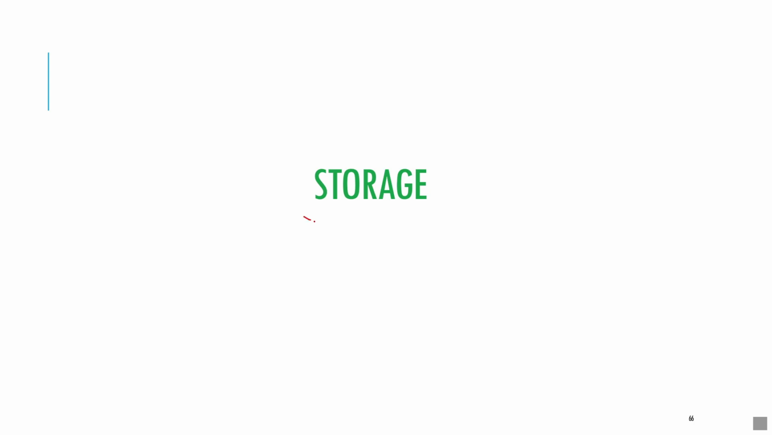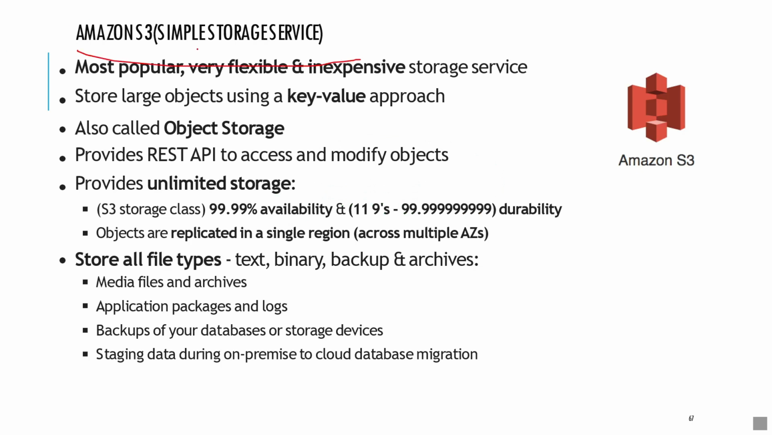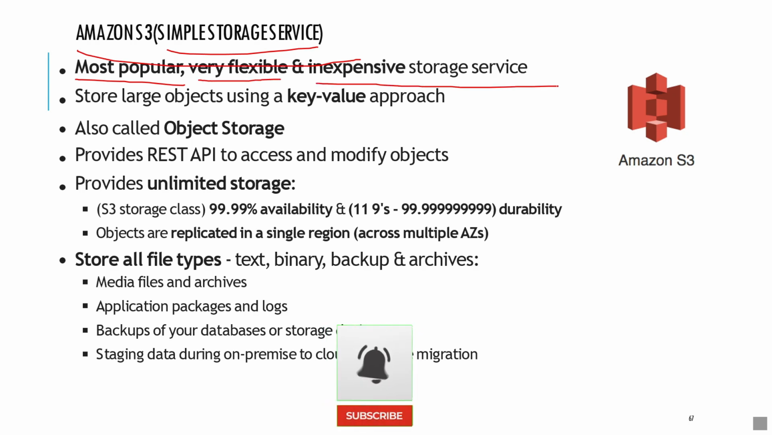Now we are going to discuss storage. Storage is one of the most used services in AWS after EC2, that is Elastic Compute Cloud. Amazon S3, that is Simple Storage Service, is the most popular service in AWS and it is a very flexible and inexpensive storage service.